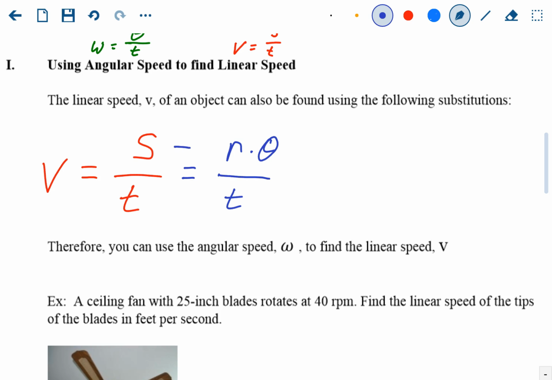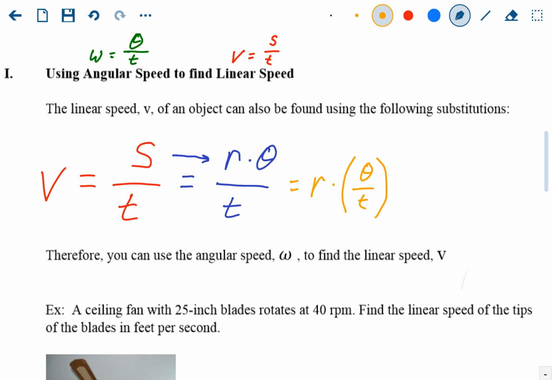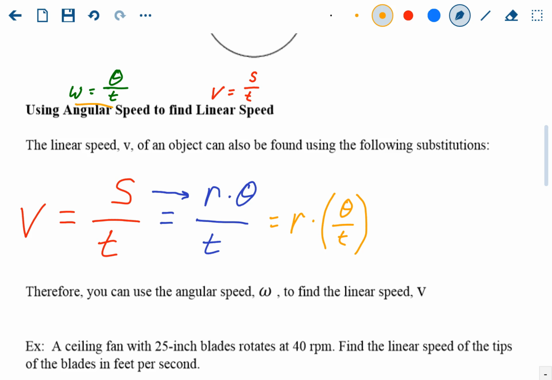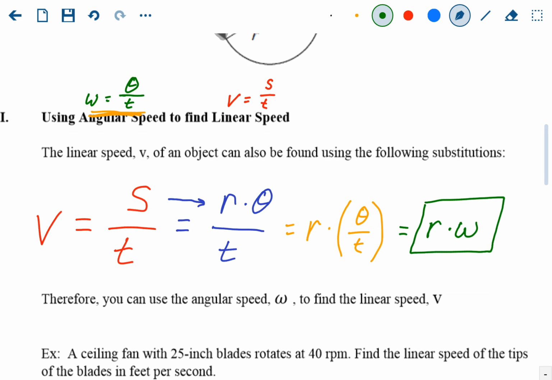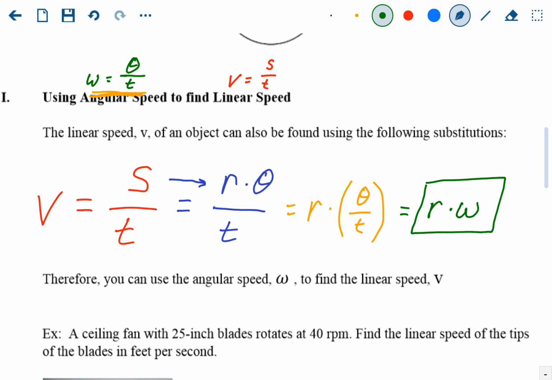So all we did was convert the arc length to the arc length formula. Now if we pull out that R value, it's R times theta over time. Those are all multiplications and divisions, so the order doesn't matter. You could rewrite that as R times theta over time. Well, theta over t is the angular speed. So we could substitute that in and rewrite our linear speed formula as the radius times the angular speed, or R times omega. This is the formula we're going to be using. All it really is, we're just combining the two formulas, almost like a composition. Therefore you can use the angular speed omega to find the linear speed V.